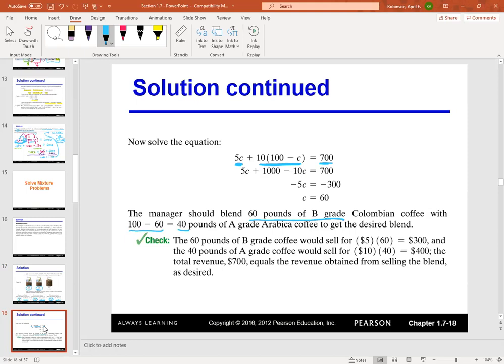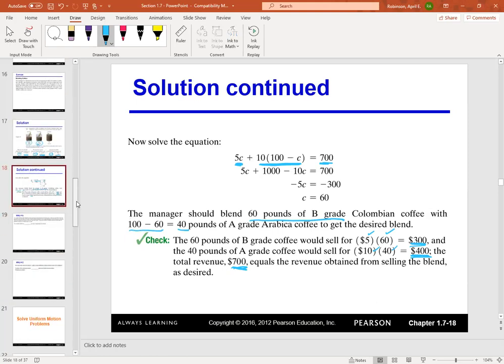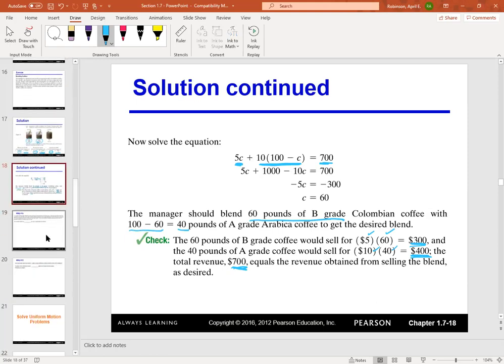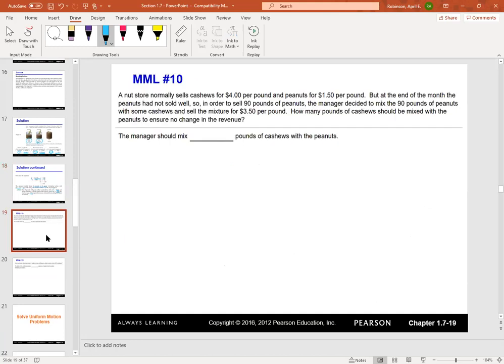And they double checked it. They said, if I buy 60 pounds at $5 a pound, that's $300. And then 40 pounds at $10 a pound, that's $400, which does add up to 700. So it kind of double checks it, make sure you did it right, which is a nice thing to be able to do. So I grabbed 2 mixture problems from my math lab.